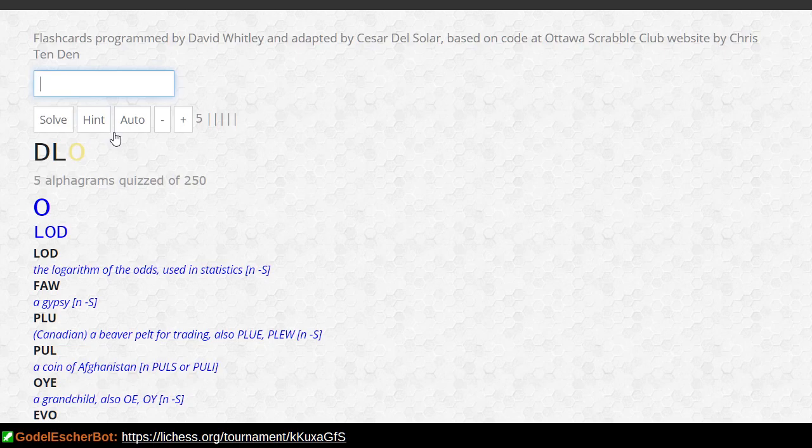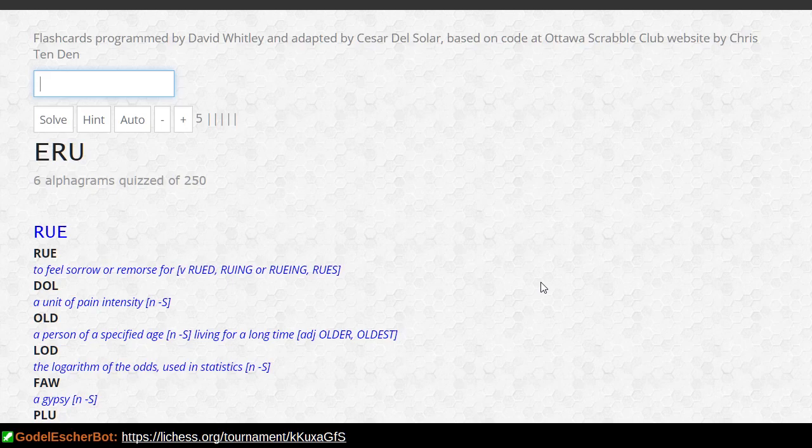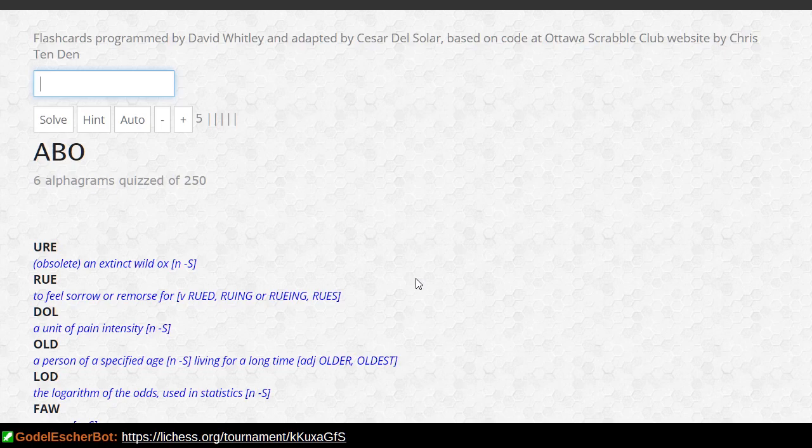Okay, so this does accept words that are in the other book. But the other word they're going to be looking for is DUL, right? A unit of pain intensity. So we know U.S. English accepts RUE, to feel sorrow or remorse. Isn't ERU in the international book? No. Okay, what's the word? U-R-E. An obsolete word for an extinct wild ox.